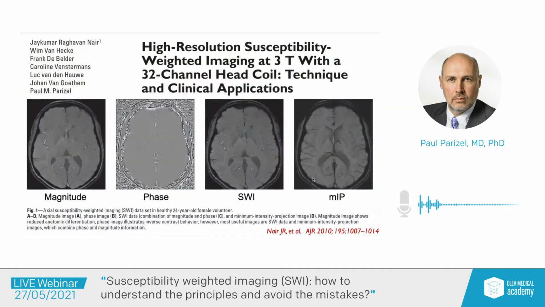And this is what you get, and this is from a paper that I did with one of our fellows 10 years ago, published in the American Journal of Radiology. So magnitude image, the phase map, the susceptibility weighted image, and the minimum intensity projection. And you can see that this magnitude image, and also to a certain extent the phase map, has a sort of contrast behavior, almost like a proton density image. But please notice that you do have some flow related enhancement, and this is inflow in arteries. And when you look at the minimum intensity projection, all the vascular structures basically become black.